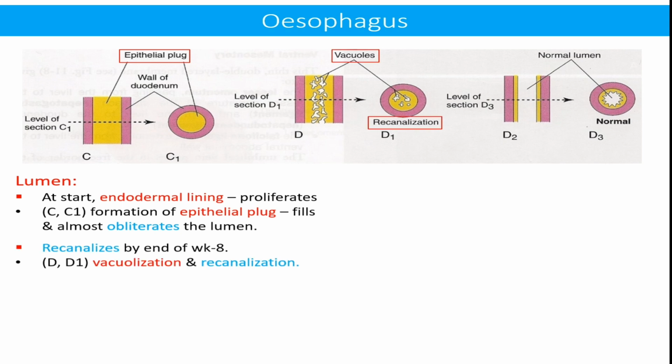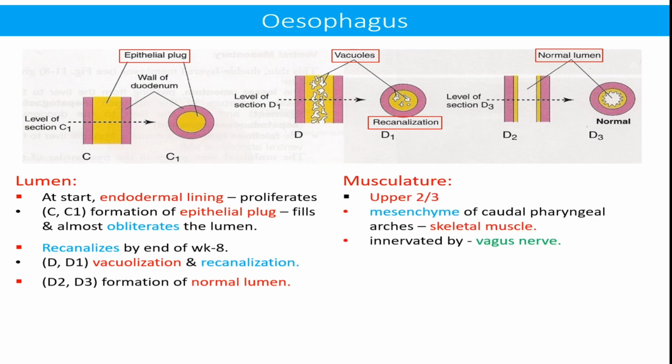By the end of week 8, vacuolization leads to recanalization of the lumen of the esophagus, as shown in the D and D1 diagram. Now see the D2 and D3 diagram that shows the formation of the normal lumen.